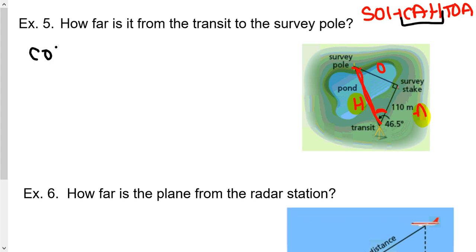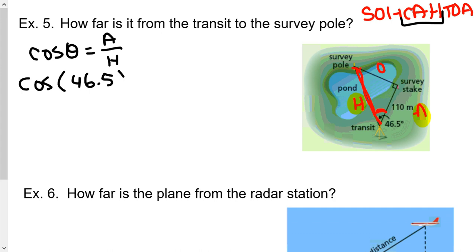Again, start with a blank slate. Cosine is adjacent over hypotenuse. Plug in the things we know. We know that angle is 46.5. We know the adjacent side is 110 meters. We don't know the hypotenuse. So same thing we did in the last two examples. The only difference here is we have a picture with some context.